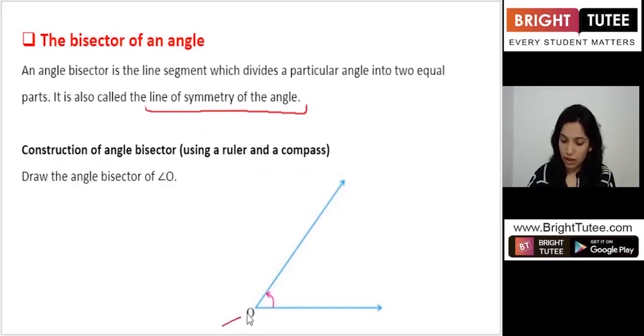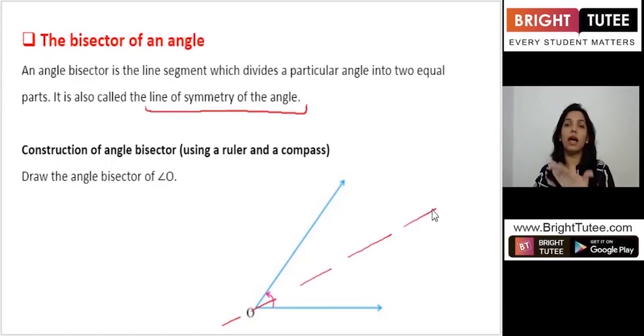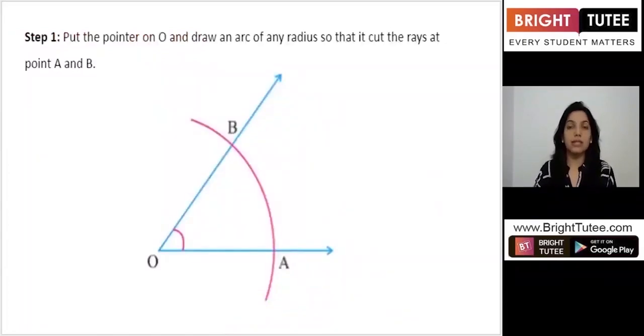If you draw a line exactly at the center here, this will be the line of symmetry for this particular angle. Am I right? Think about folding this angle along this line of symmetry. You will see that the two rays will overlap each other completely. Is that right? So this particular line that I have drawn is the line of symmetry for this angle. We are going to construct this line of symmetry and it will be called the bisector of the angle. Okay? Here, step 1.